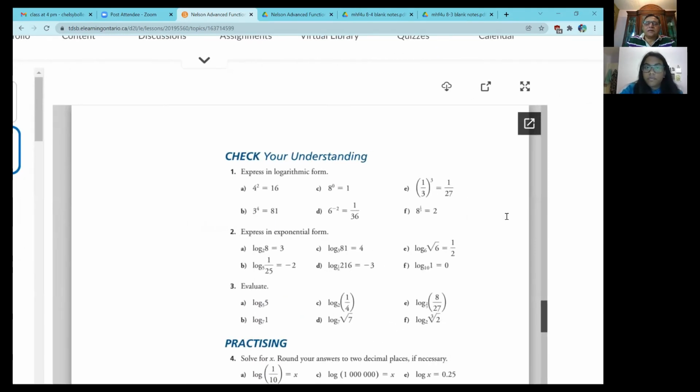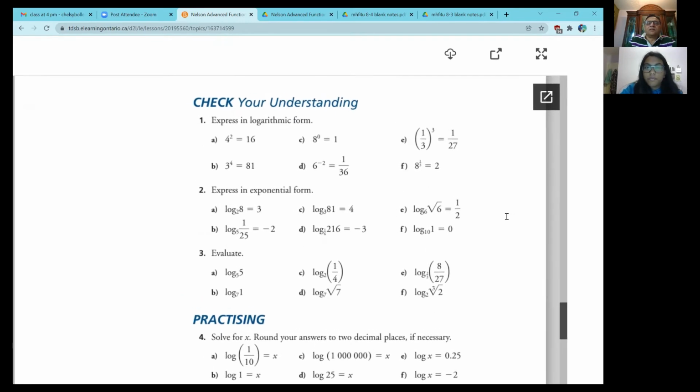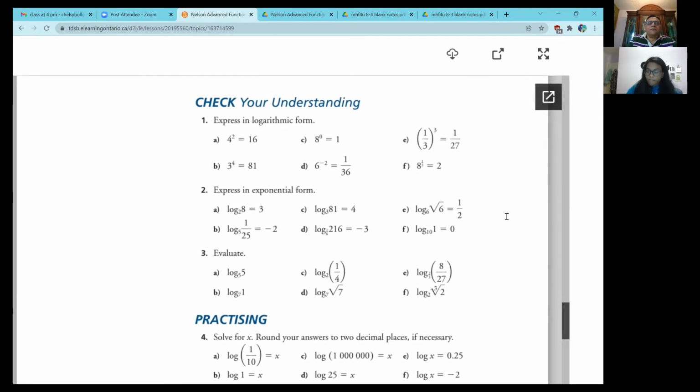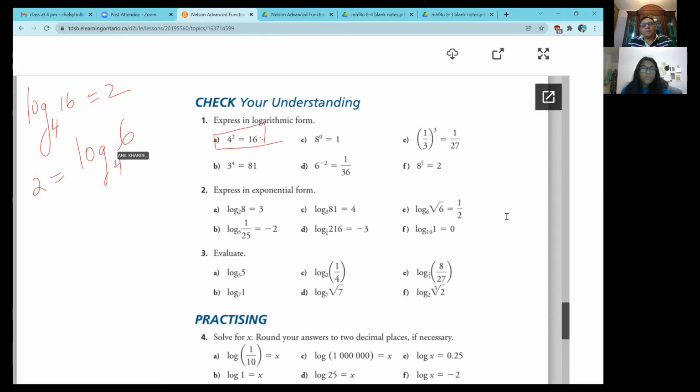Let's begin with some examples here. Express in logarithmic form, right? So if you have this one, can you tell me how will you write this as logarithmic form? Base is 4. Since the base is 4, we'll write log to the base 4 of this number 16 is 2. You could have also written it as 2 equals log to the base 4 of 16. Is that clear to you? Yeah. Why is it 6, not 16? Oh, sorry, 16.